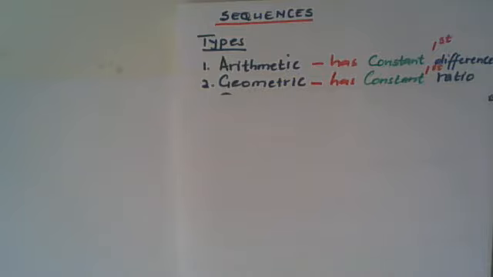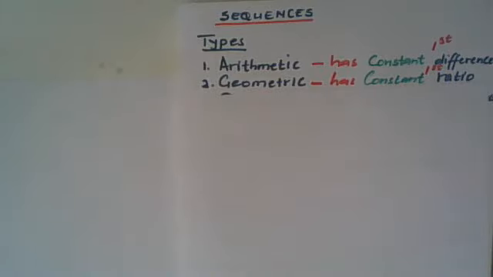That means, in order to get the constant ratio, you are going to divide term number 2 by term number 1, term number 3 by term number 2, and that should be constant. A ratio is a quotient. So in order to get the ratio, you have to divide. Now, division goes hand in glove with multiplication. So in order to get the successive term, you have to multiply the previous term by the constant ratio.